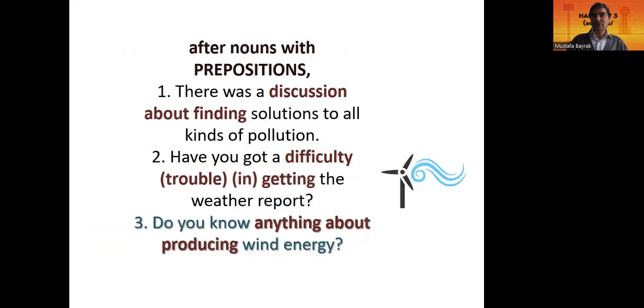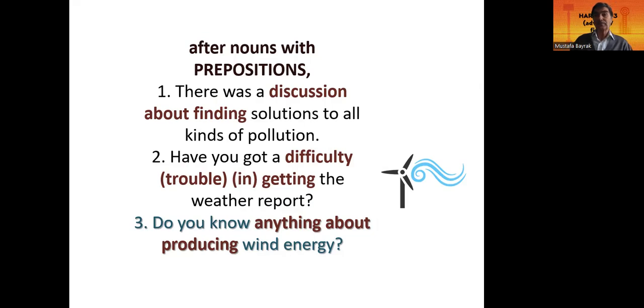After nouns with prepositions. Now, after adjectives with prepositions, after verbs with prepositions, we have studied three full videos about those headings. Now, after nouns with prepositions, for example, there was a discussion about finding solutions to all kinds of pollution. Two, have you got a difficulty or trouble in getting the weather report?